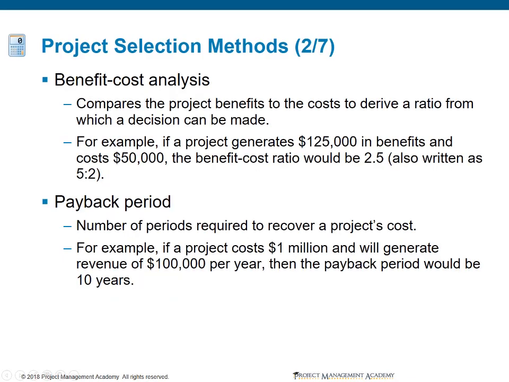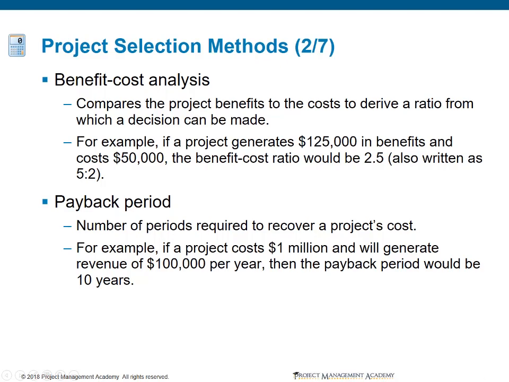Benefit cost analysis is a simple ratio where we compare the project's benefits to its initial costs. So if we have a project that generates $125,000 in benefits and costs $50,000, we would draw the ratio as being 125,000 to 50,000. If we divide both sides by 25,000, we could write it as a 5 to 2 ratio, or we could go ahead and reduce it down to a 2.5 to 1 ratio. Now, obviously, if we have a 2.5 to 1 ratio, we can eliminate the 1 altogether and just put 2.5. So the benefit cost ratio would be 2.5.